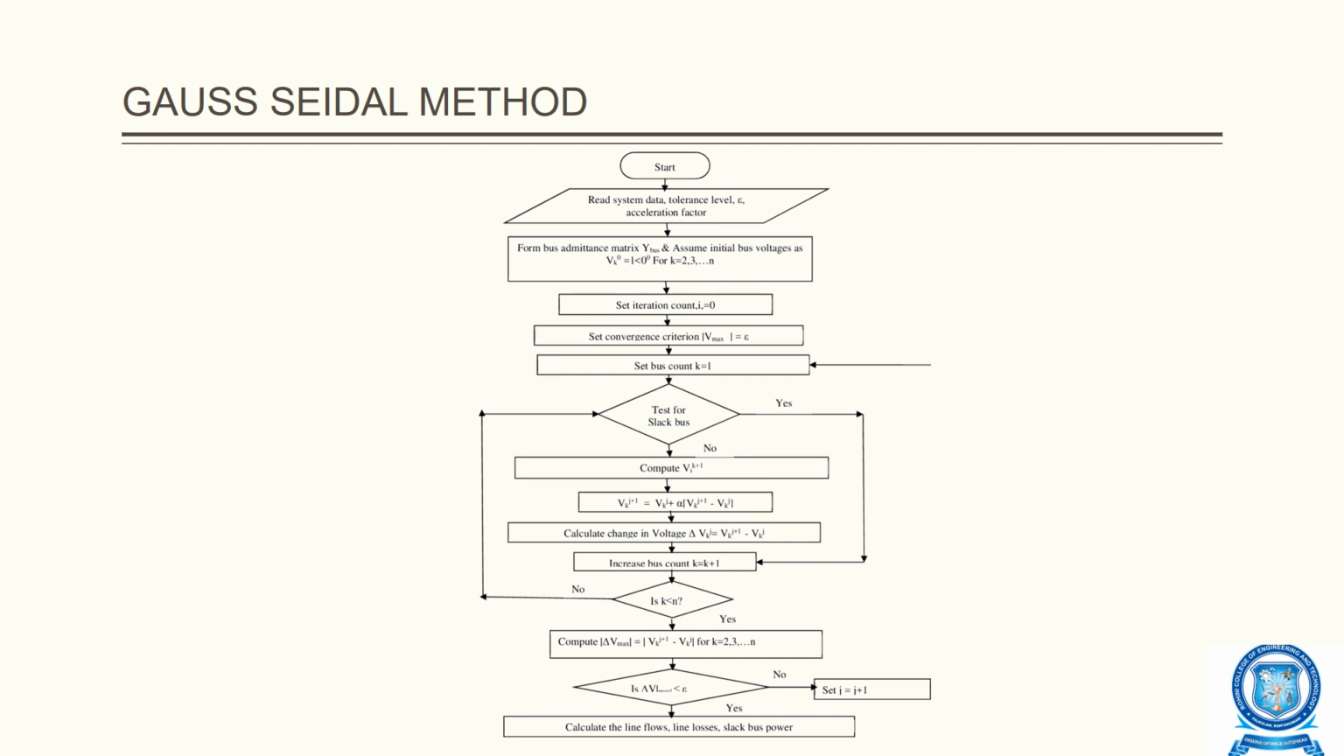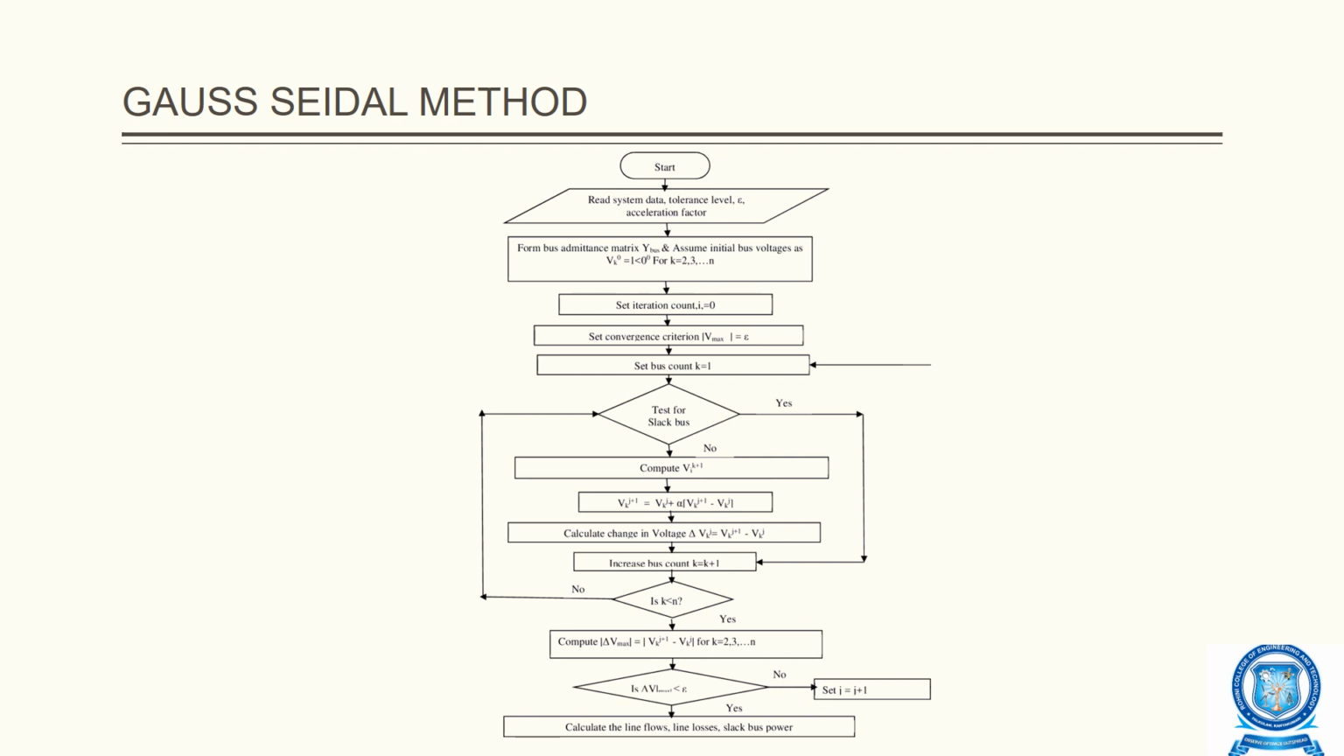In step 3, set the iteration count i equal to 0. Iteration value is represented by i. Next, the convergence criteria, Vmax is equal to epsilon naught. And next, set the bus count. Initially we set the iteration count. Now you are supposed to set the bus count as k equal to 1. Once you set the bus count, now you need to check whether the bus is slack bus or not.